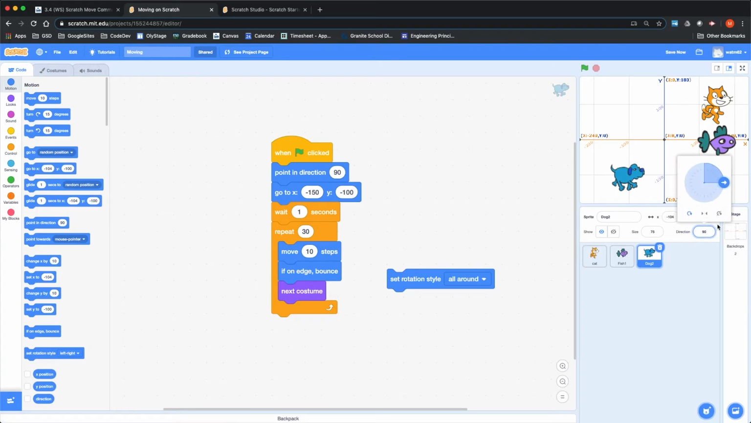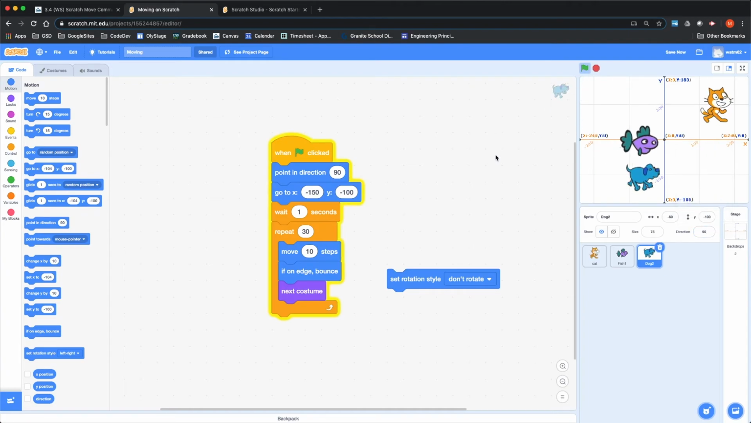Notice you can just do something like that. That's rotation style all around. Here's rotation style left-right. Oops, it didn't execute that. Left-right, it's facing left, it's facing right, even though it's going to travel in any of those other directions. And then don't rotate says it'll always be pointing to the left or to the right, no matter which way it's pointing as far as moving goes. So there you have it, the 3 rotation styles.